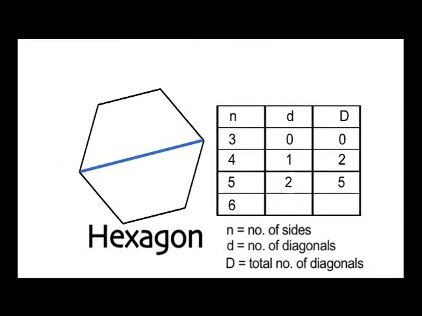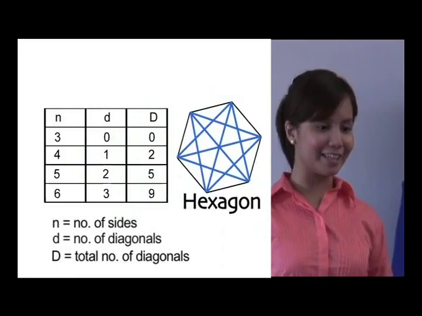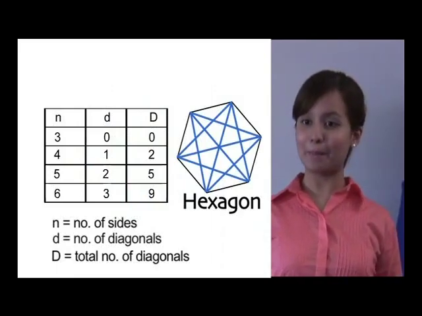Let me do the next one. Go ahead. The hexagon has 9 diagonals, and 3 diagonals pass through each vertex. Very good. Now let's work on the remaining polygons together.